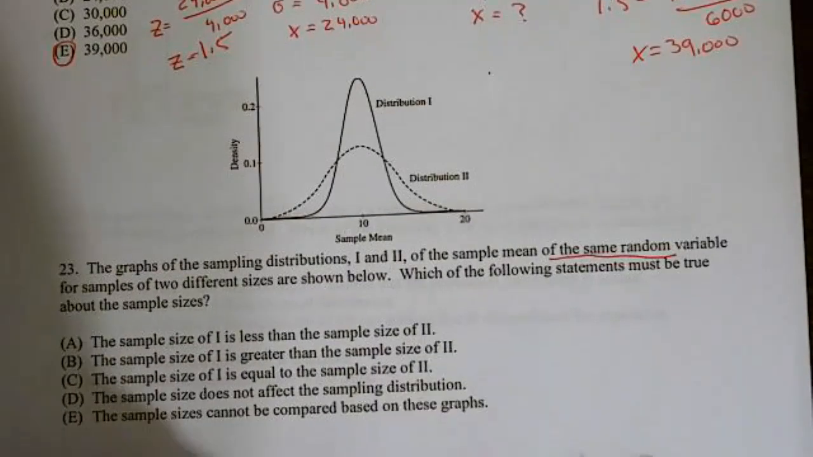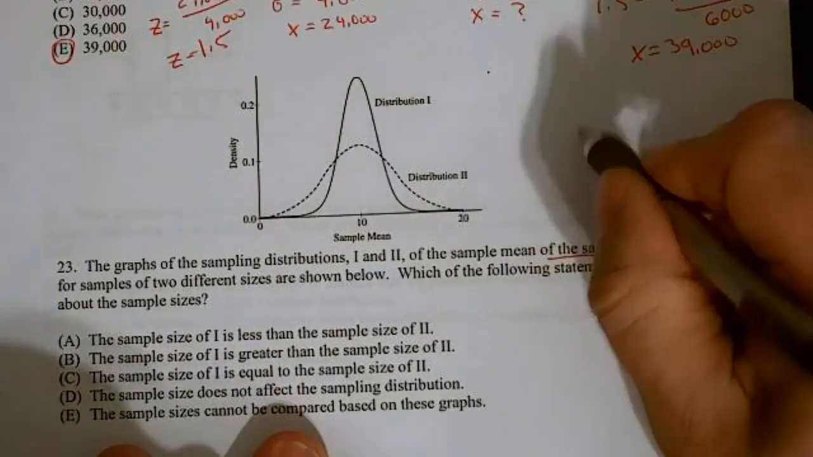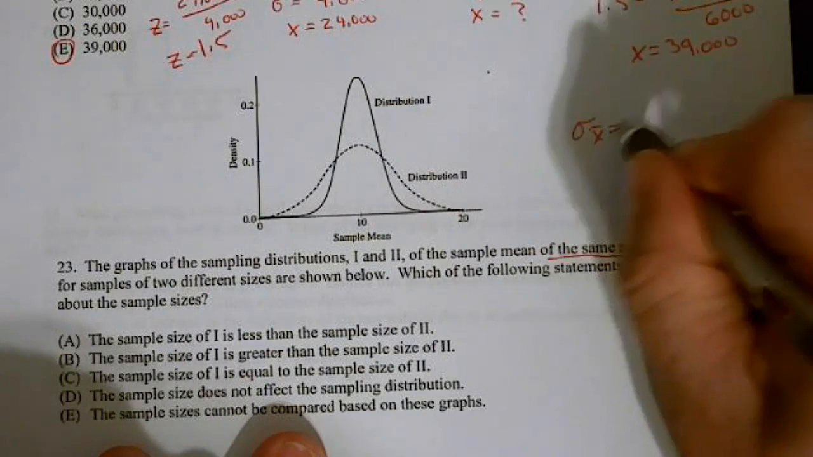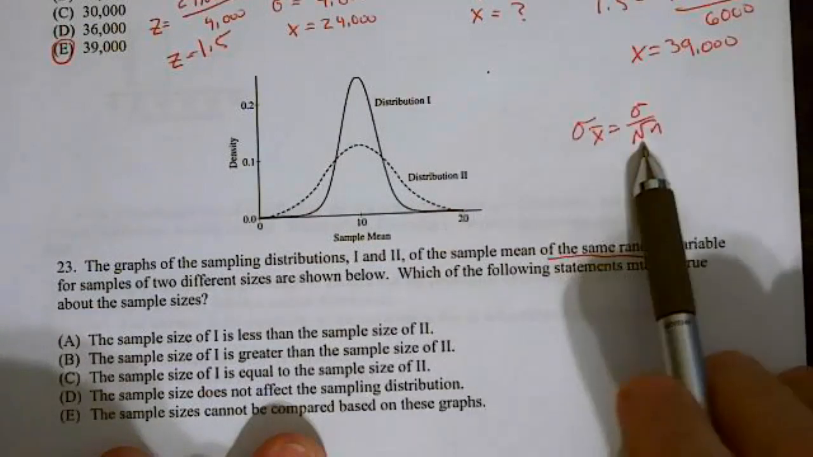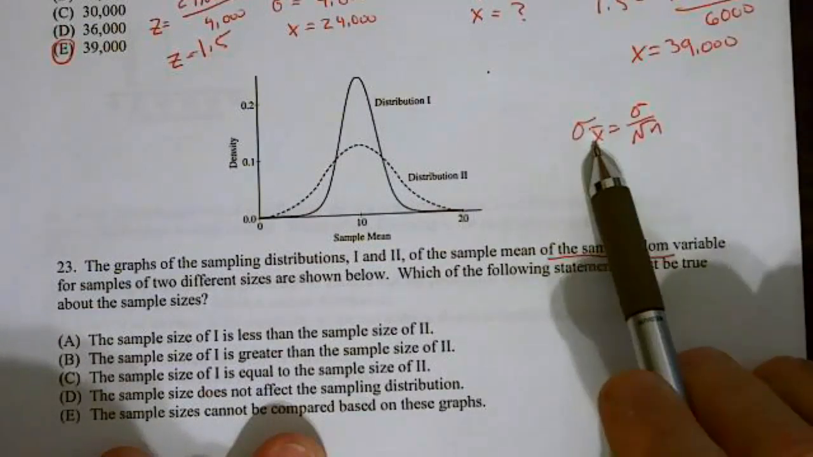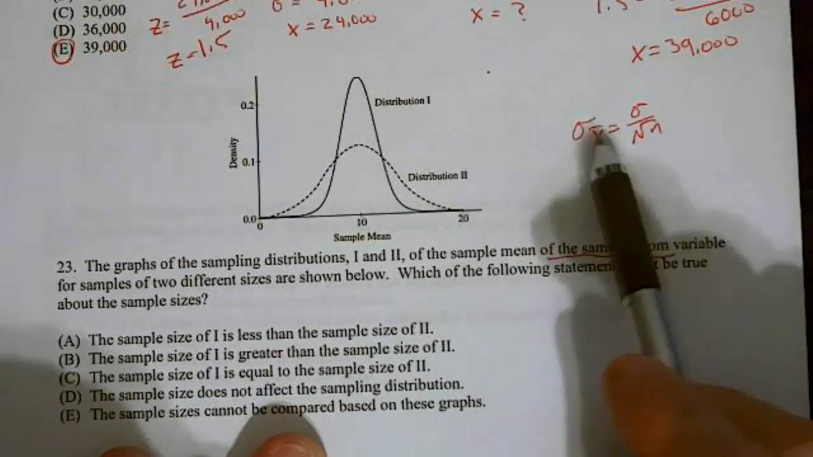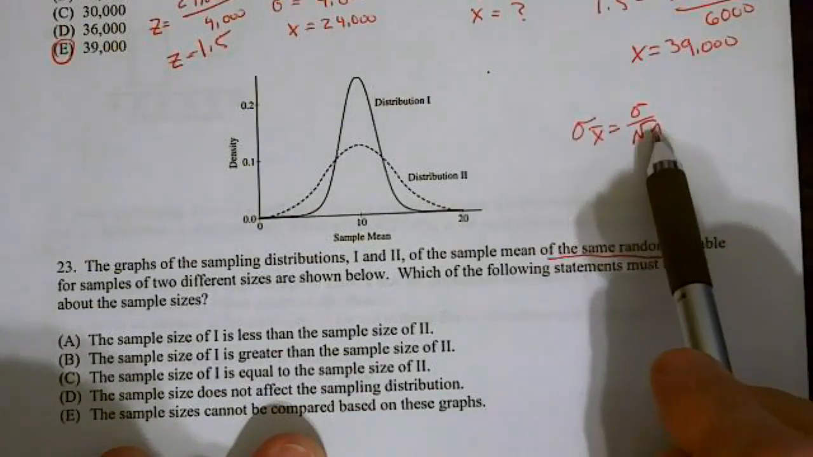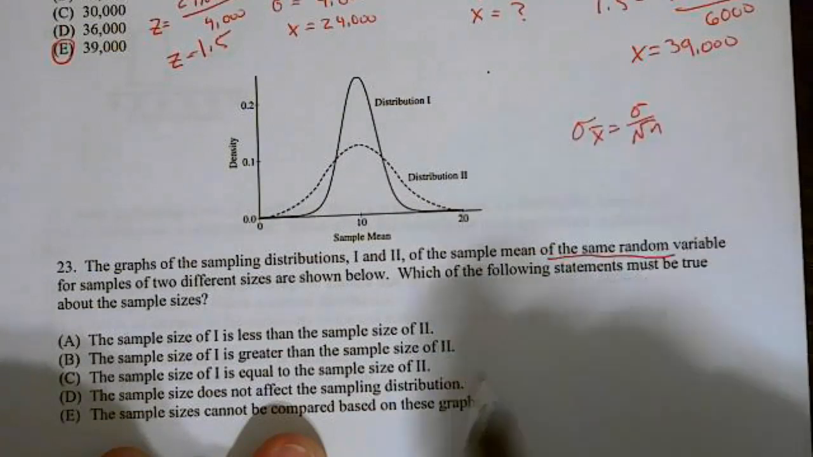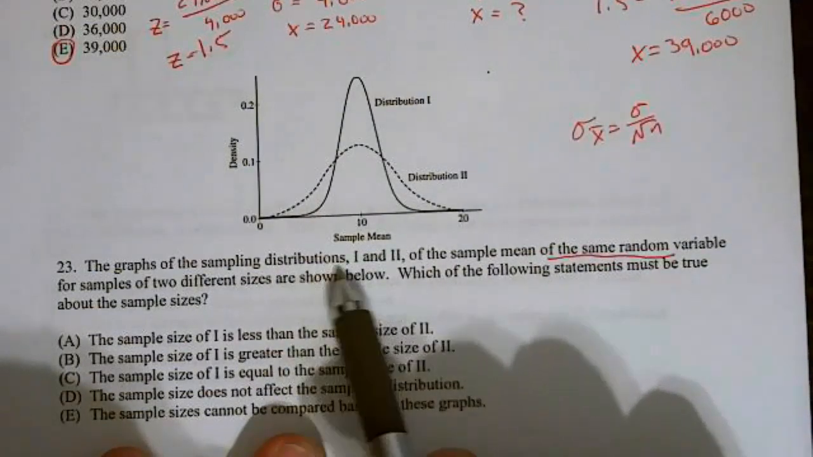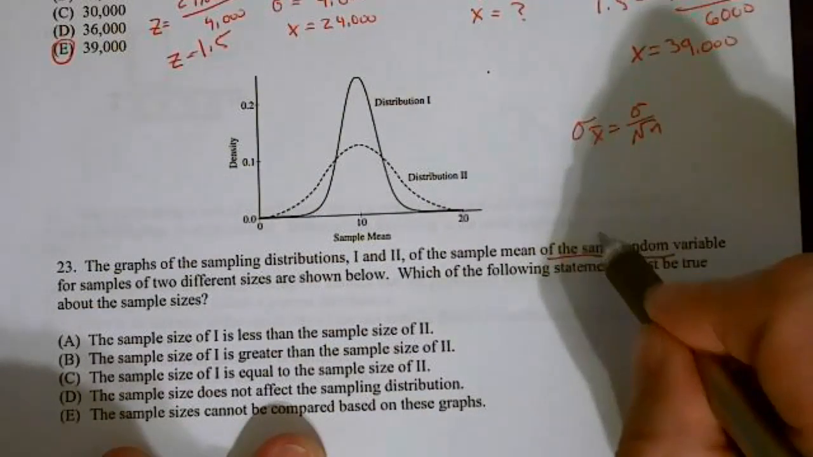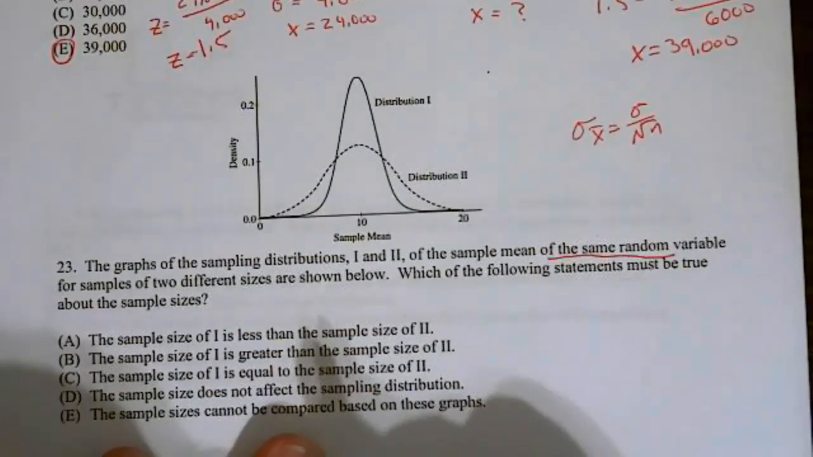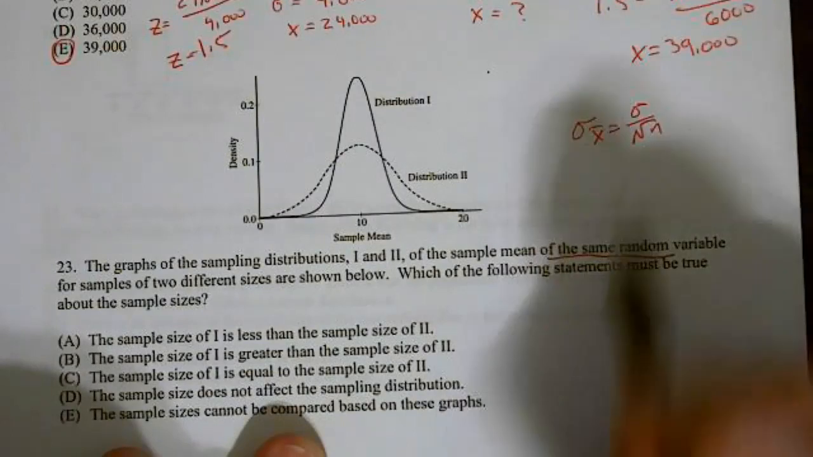The graphs of the sampling distributions 1 and 2 of the sample mean. By the way, sampling distributions means we're dealing with the standard deviation of x bar equals the standard deviation divided by the square root of n. So if I increase n, my standard deviation of x bar is going to get smaller. It's going to get narrower. So the larger the sample size, the taller it'll be. The graphs of the sampling distributions of the same random variable. This is important. They're telling us the population they're drawing from is the same population, so we have the same standard deviation for each one of them.